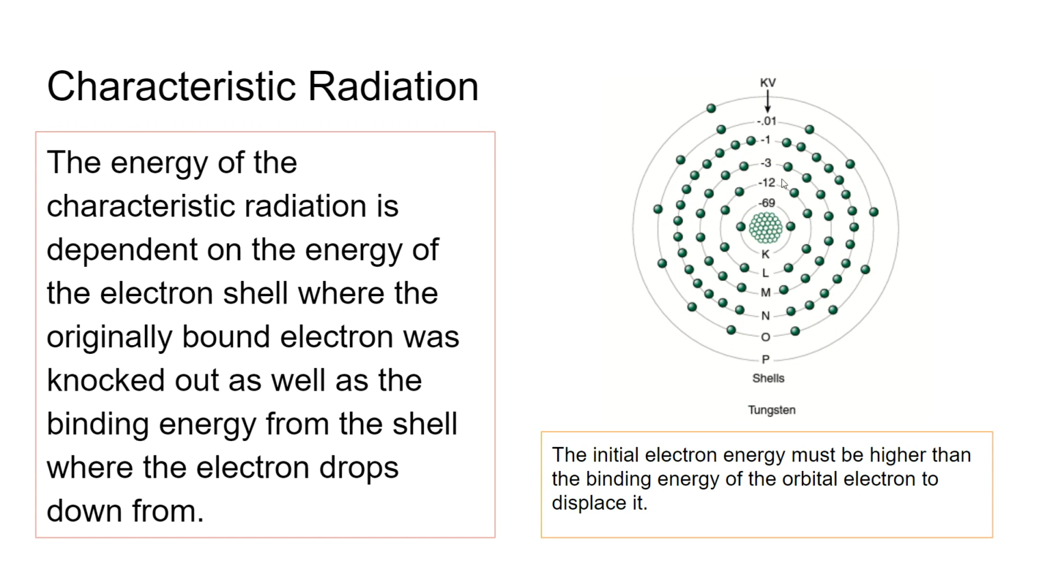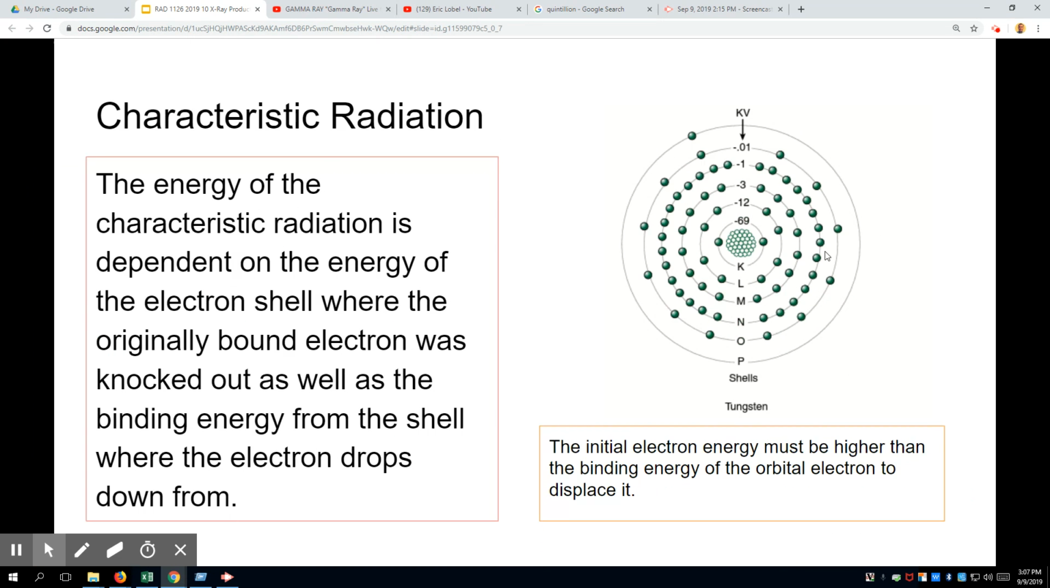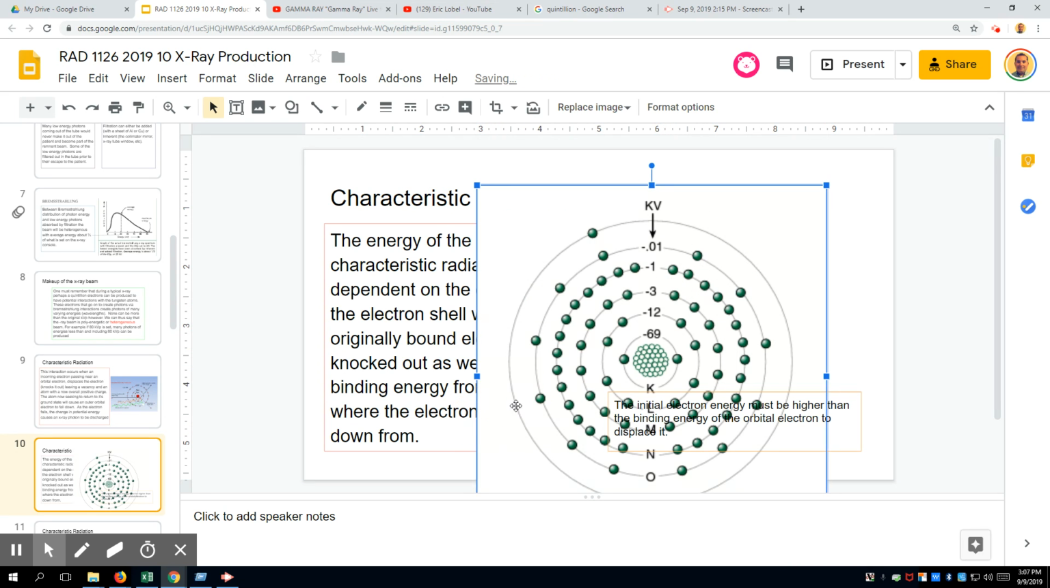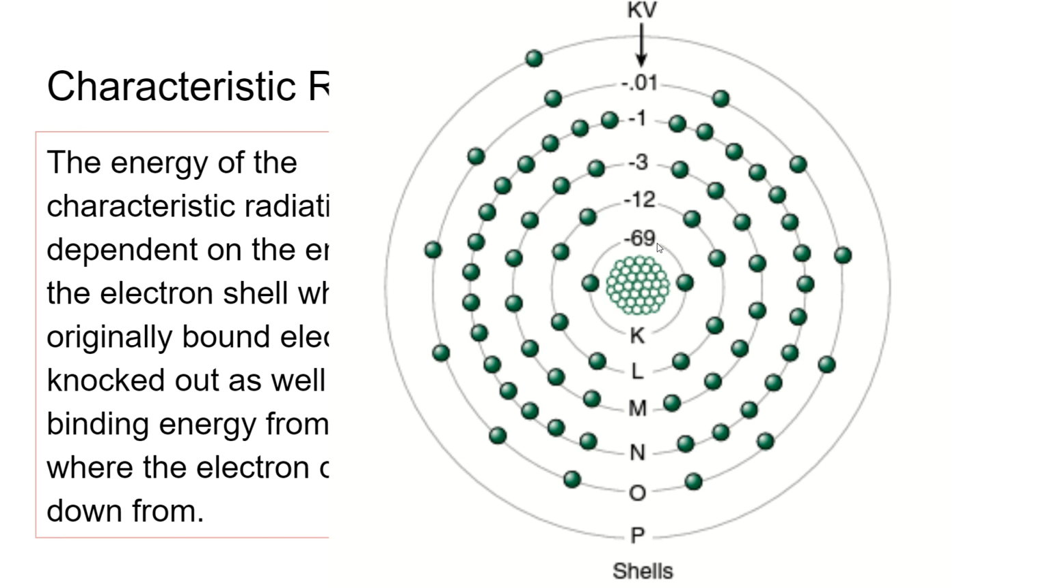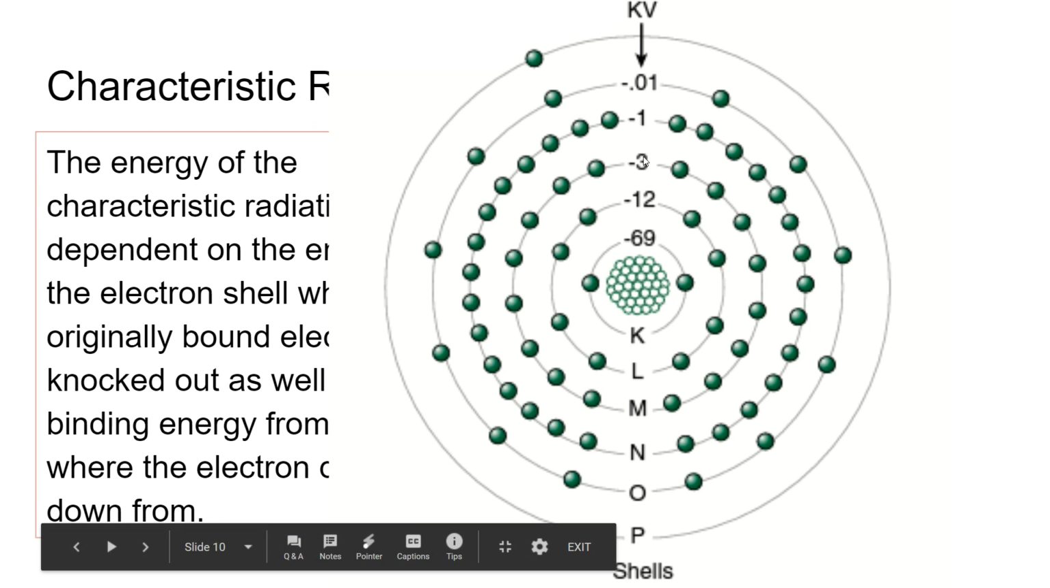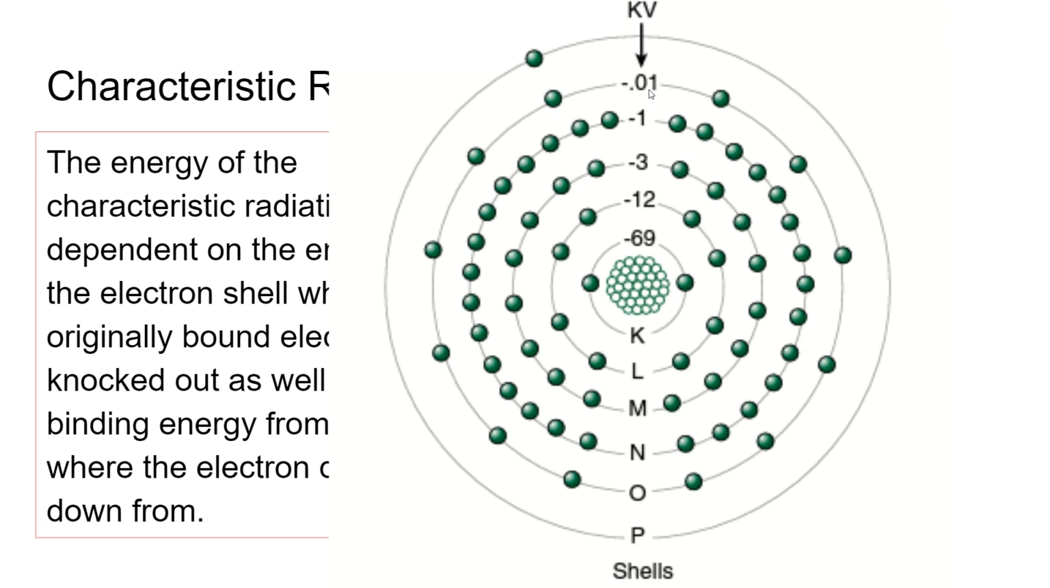So, for example, this is a tungsten atom. Every atom has different binding energies. I'm only holding you to memorize tungsten. So when you look at this, you can see that the K shell is pegged with this number 69. The L shell is 12. Forget about the minus sign for now. The M shell is 3. N is 1. And then it really drops off to 0.01.